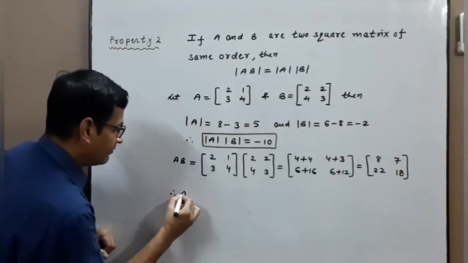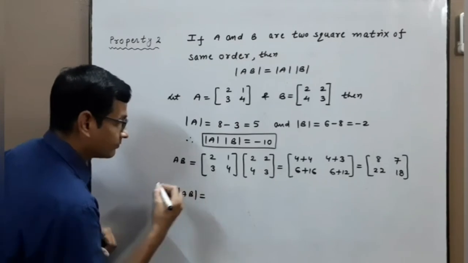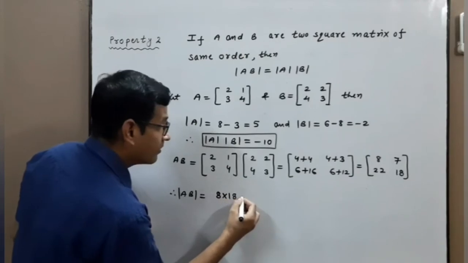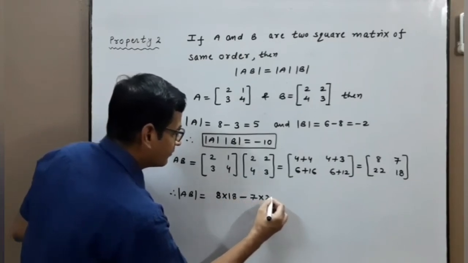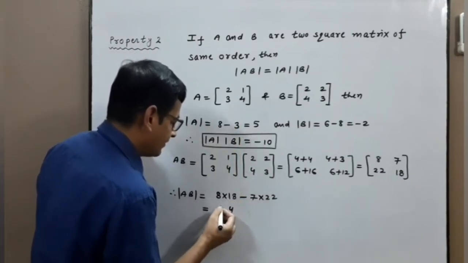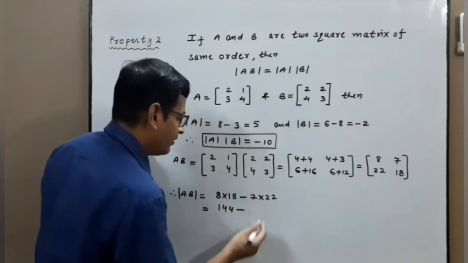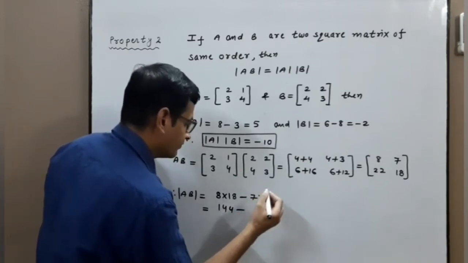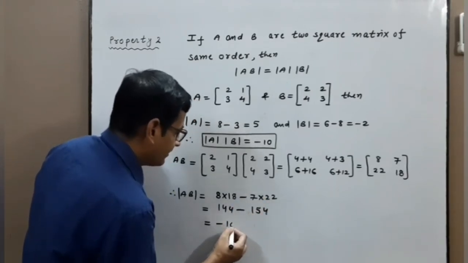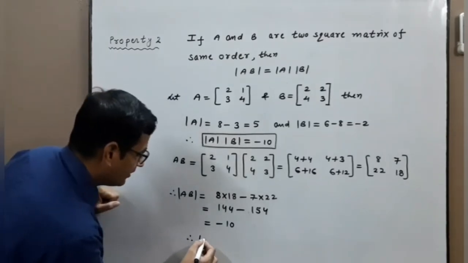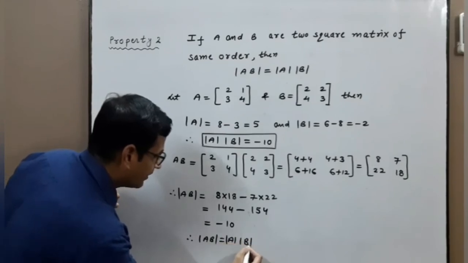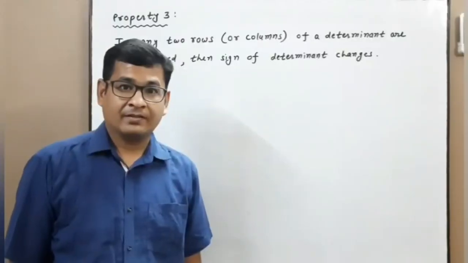Therefore, determinant AB is equal to 8 into 18 minus 7 into 22. 8 8s are 64, carry 6. So 144, 18 8s are 144 and 22 7s are 154. So 144 minus 154, minus 10. Therefore, determinant of AB is equal to determinant of A into determinant of B. Next property.